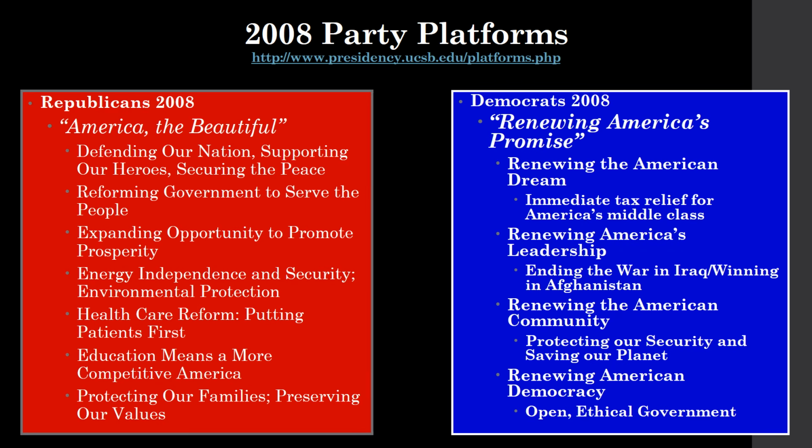Whereas on the Republican side in 2008, you had John McCain, who was a war hero. So you can see that when he played up his strengths, so did the platform. And one of those, of course, is his military service. That's why you see one of the first bullet points say defending our nation, supporting our heroes, and so on. So the platforms are also there to help reflect and reinforce the messaging and the issues of their presidential candidates as well.